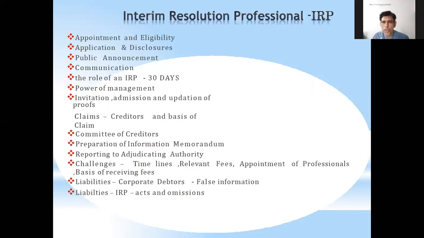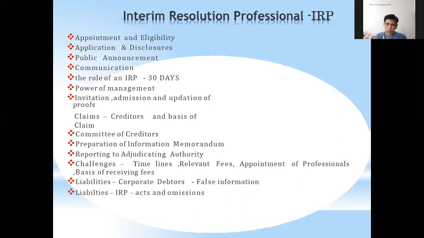Okay, so the role of the interim resolution professional starts with the appointment and the eligibility, which we have understood a bit. And then the application and disclosures, which we have understood in Section 7 and 9. And then thereafter, the process of public announcement, communication, and so on will continue. So if you see, there's a whole lot of work by the IRP. It's not only just managing or taking the company towards resolution or liquidation, but in between that you have to do a lot of work.